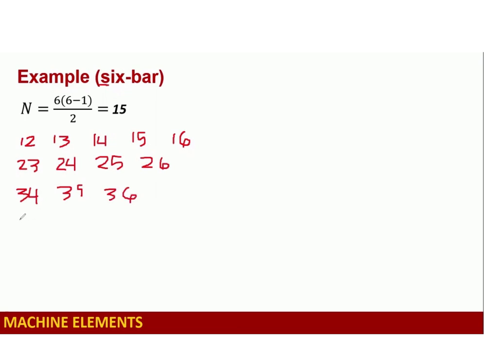And we also have 4, 5, 4, 6, and finally we have 5, 6. So counting this, we have 15 instantaneous centers. So we are going to locate the locations of all these instantaneous centers using the method that we already know.